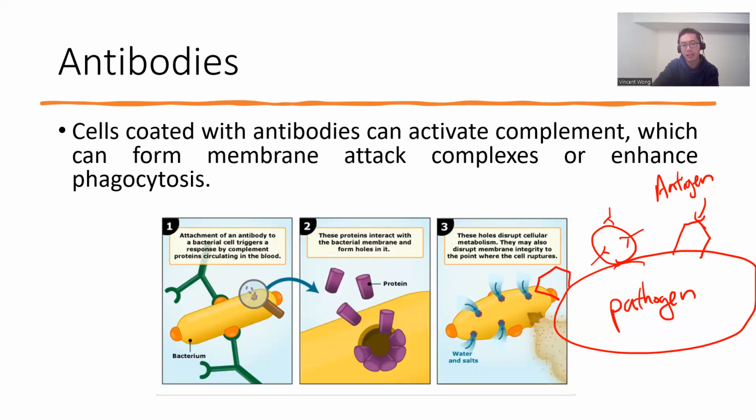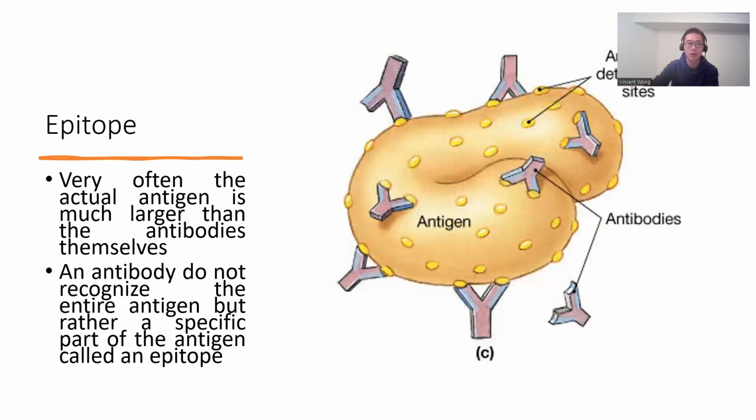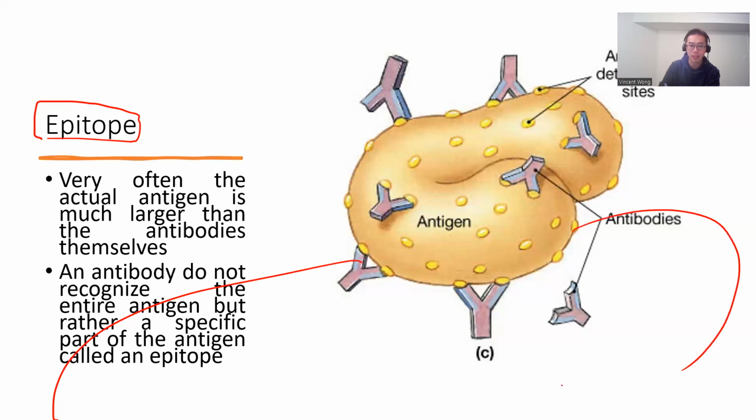Okay? And that part of the antigen is what we call an epitope. Epitope. It's a particular part of the antigen. So this whole thing is the antigen, and then you would have the pathogen, right? Like the bacteria. This is not to scale. And then you can make antibodies that recognize different parts of the antigens.